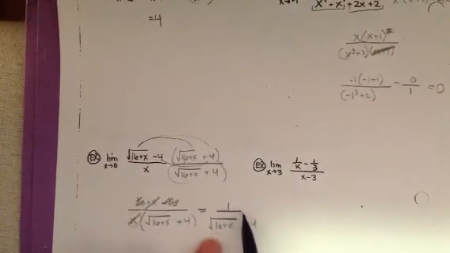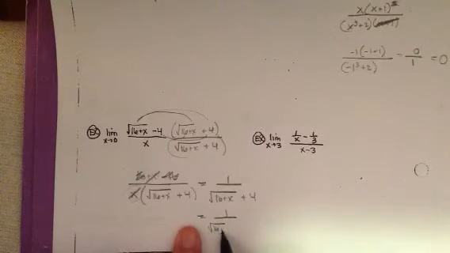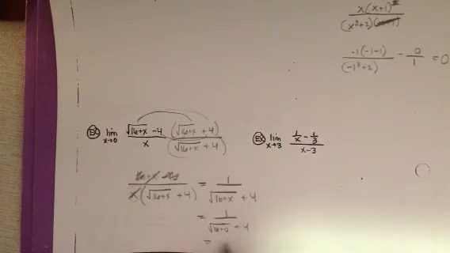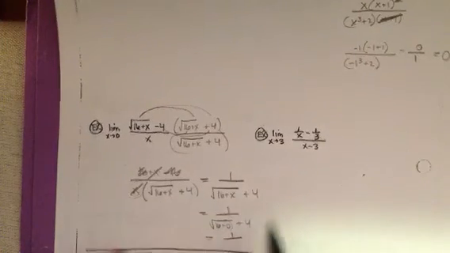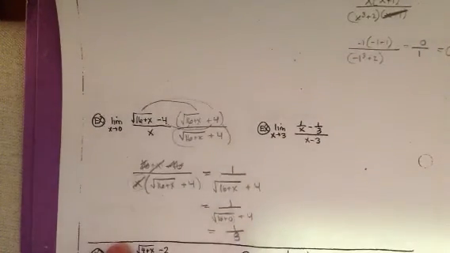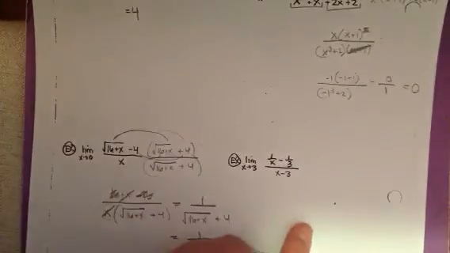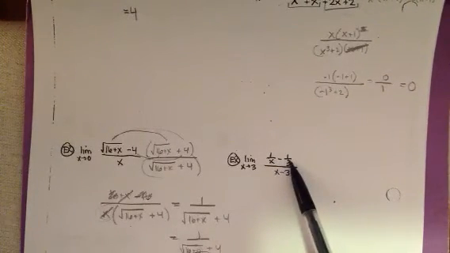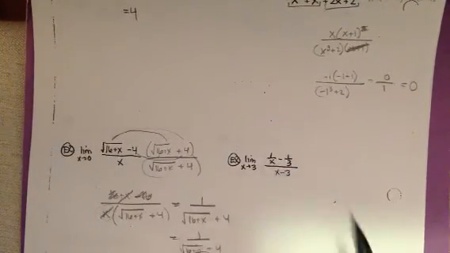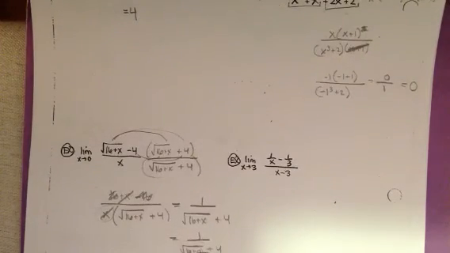So now if I plug in 0, it's going to be 1 over root 16 plus 0 plus 4, which becomes 1 over, square root of 16 is 4. 4 plus 4 is 8. There's your answer. And then lastly, we have a fractional situation. You plug in 3, you're going to get 1/3 minus 1/3, 0 over 3 minus 3 is 0. 0 over 0, indeterminate. Try to manipulate.